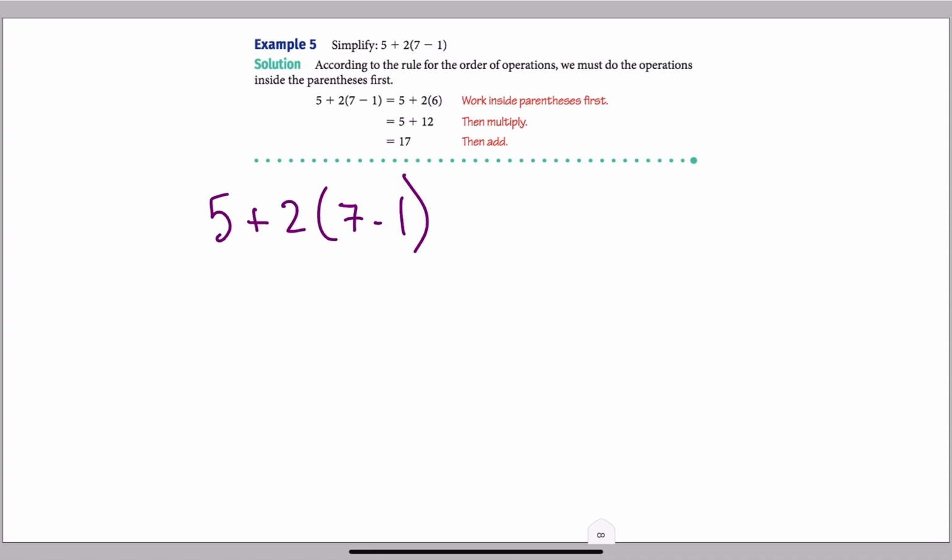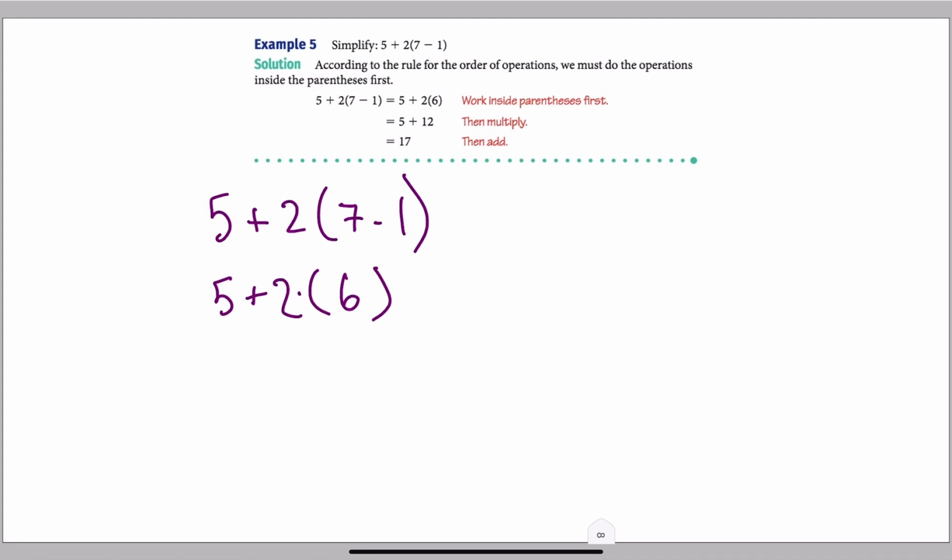So in this case, the very first thing I'm going to do is what's inside parentheses. So everything else will come down exactly how it is. And I'll do the arithmetic inside parentheses. 7 minus 1 is 6. Now, have I done everything inside parentheses? Yes. So then why are the parentheses still there? Because they're showing me multiplication.